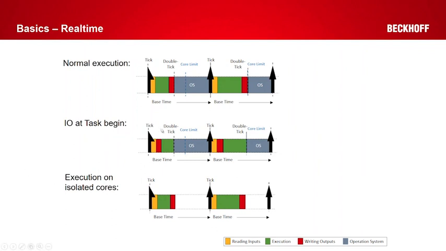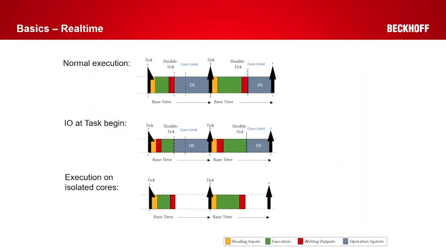Again, we have here our input update, output update. Both of these parts, the time which we need for these parts is fixed because the number of variables is known. And then if you send out the EtherCAT telegram during the output update, then you can imagine that you have here no jitter on the EtherCAT bus.